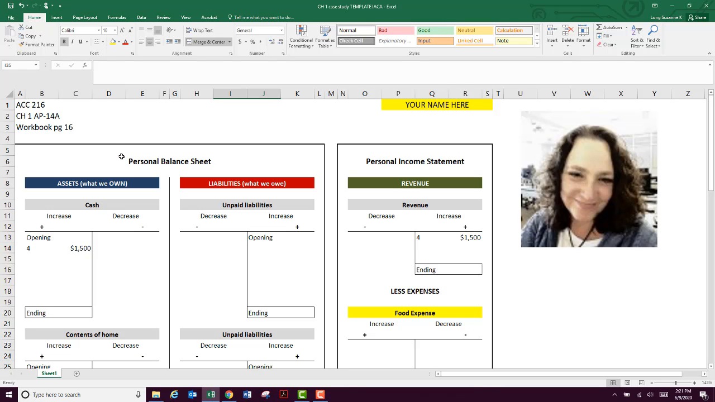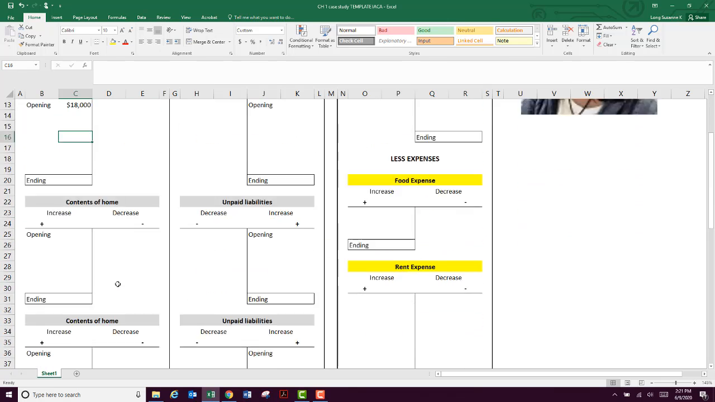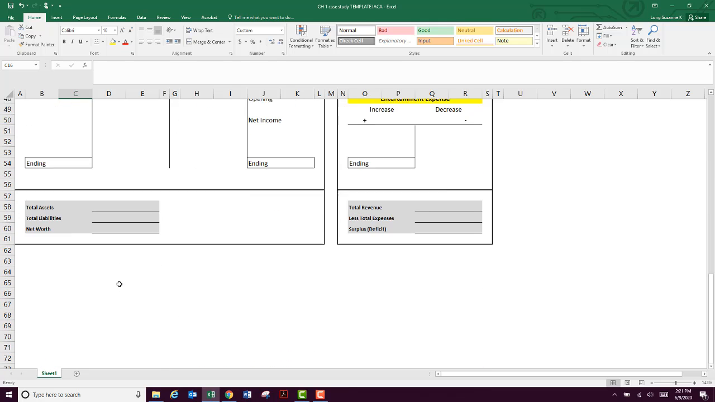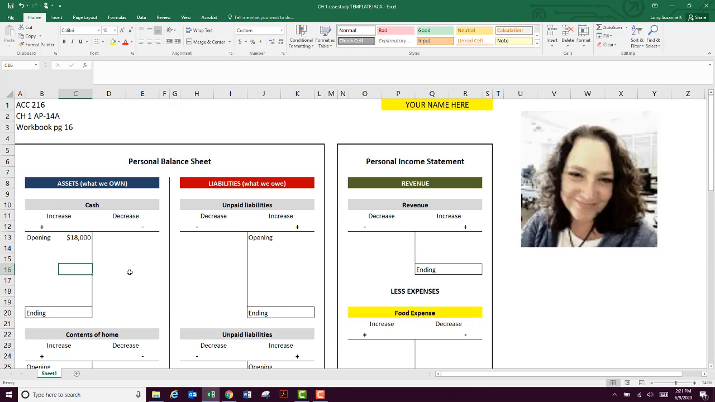All right, let's do the opening balances. So I'm going to workbook page 17. I'm checking out the opening balances, and the first one is cash, $18,000. So I got cash, opening, $18,000. Oh hey, see this 4 and the 1,500? Yeah, we got to get rid of that. That's the case study. I gave you a starter one. See if there's anything else. No, I think we're good now. I think I've gotten rid of all of the Chapter 1 case study stuff.